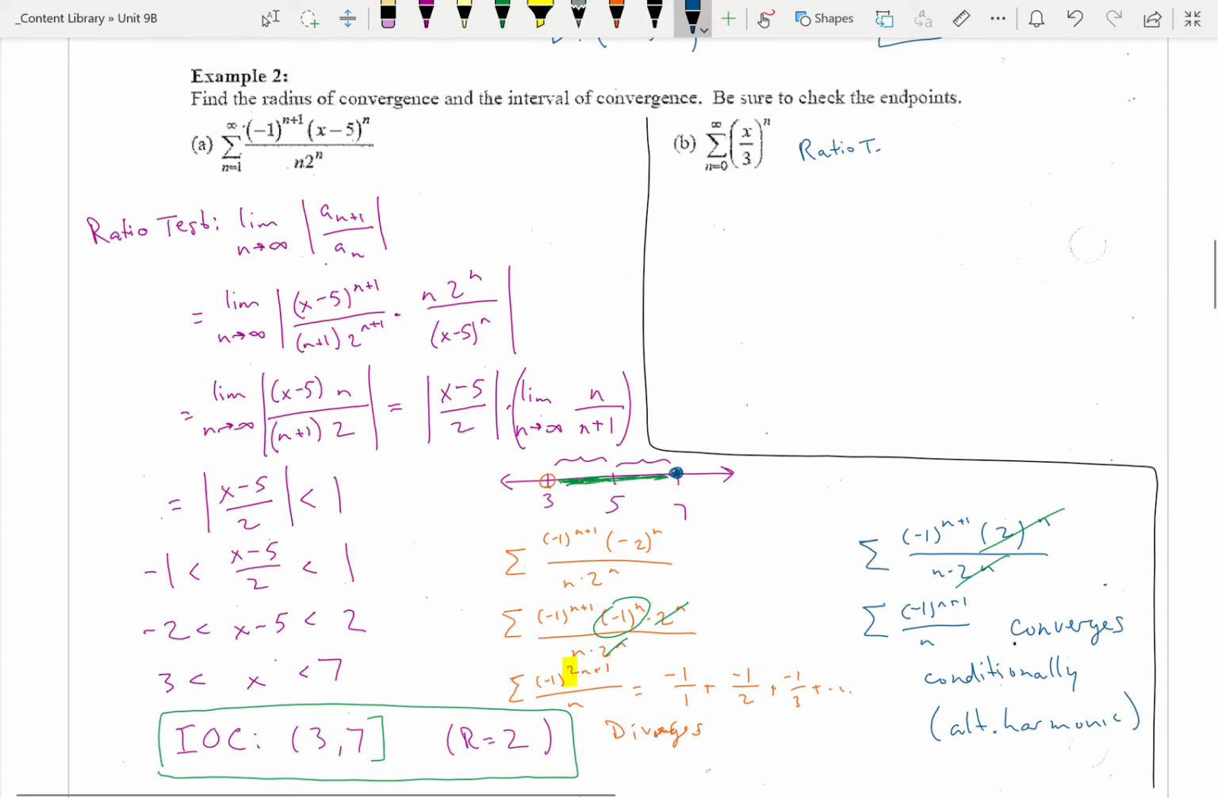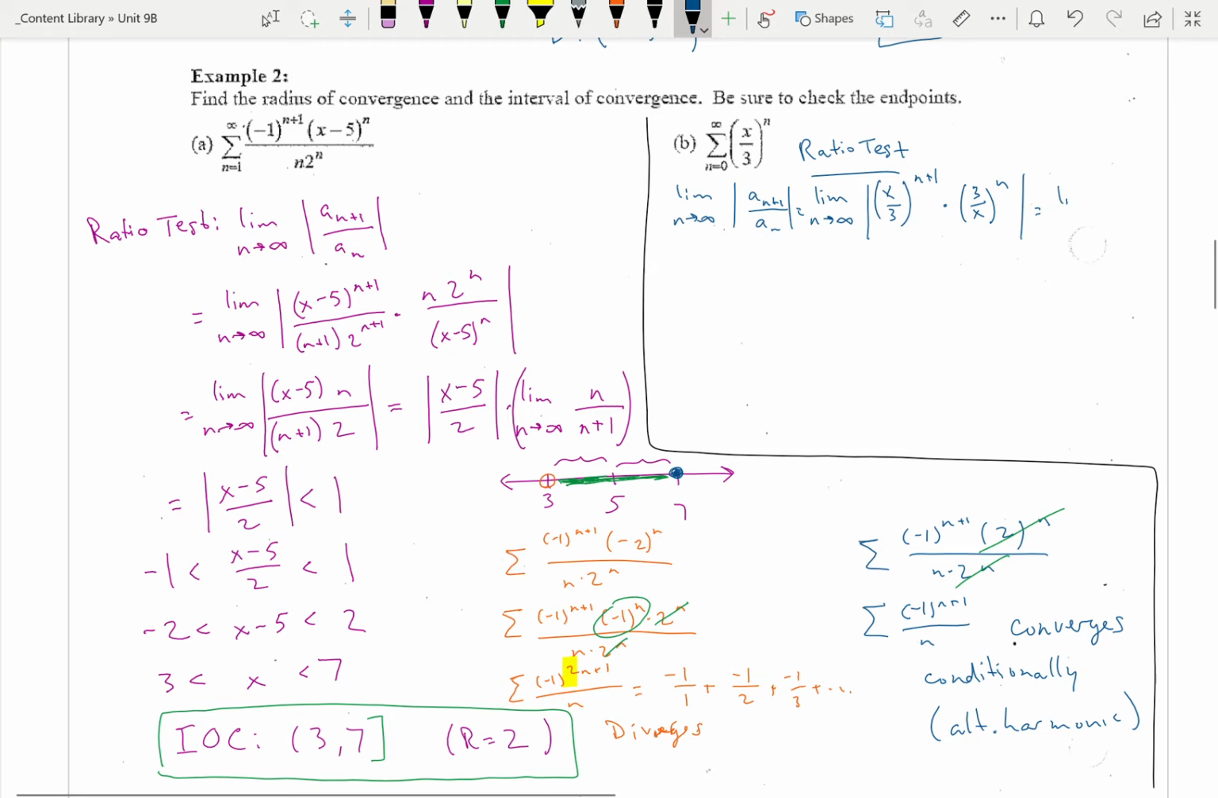Ratio test is going to tell us to take the limit as n approaches infinity of the absolute value of a sub n plus 1 divided by a sub n, which is the limit as n approaches infinity of x over 3 raised to the n plus 1 divided by x over 3, or times 3 over x raised to the n. We'll take the absolute value of that, and that's going to work out to cancel out almost everything.